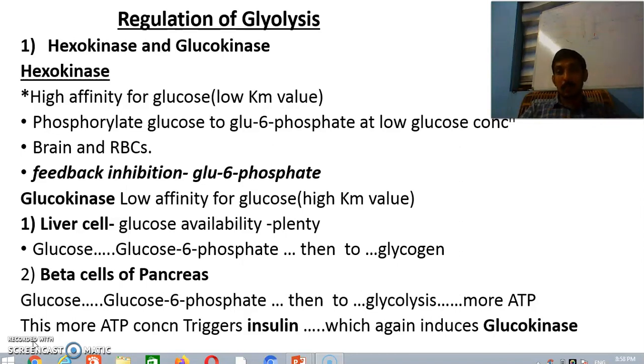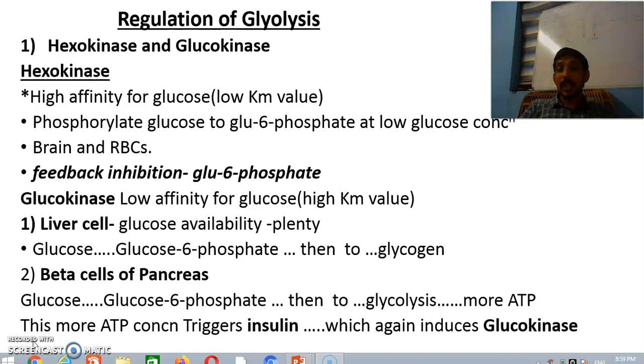So it performs the phosphorylation of glucose to glucose 6-phosphate even though the concentration of glucose is very low within the cell, because hexokinase shows high affinity towards glucose. So if the concentration of glucose within the cell is low, it is still able to perform the first step, that is glucose to glucose 6-phosphate. That is an advantage in the case of brain cells and RBC.